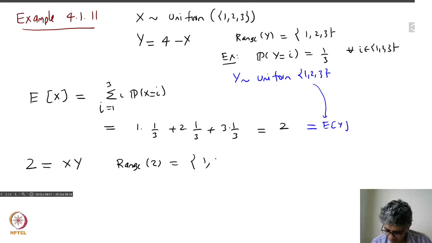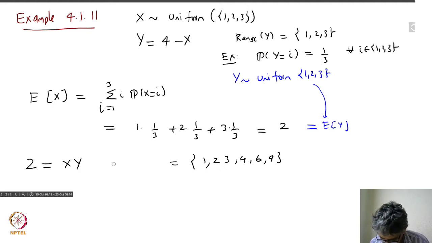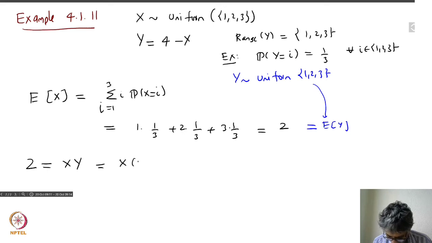So 1 into 1 is 1, 1 into 2 is 2, and then 3, and then that can be all possible. So multiplying everybody gives 4, and 6, and 9. These are the values z can take. No, sorry, it's not right. So I mean z is x times 4 minus x.